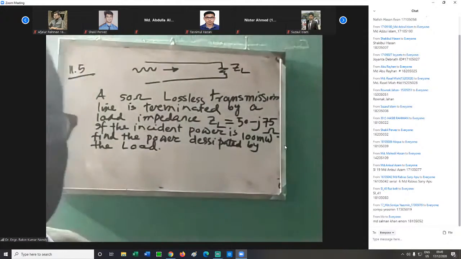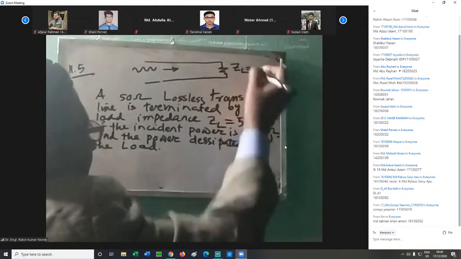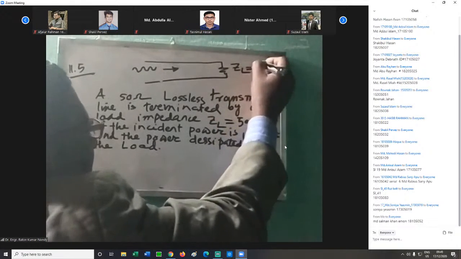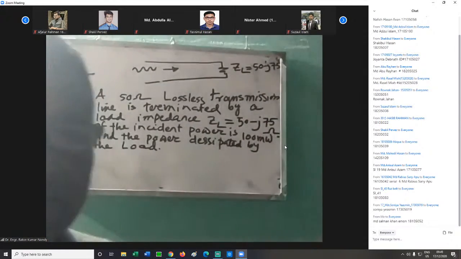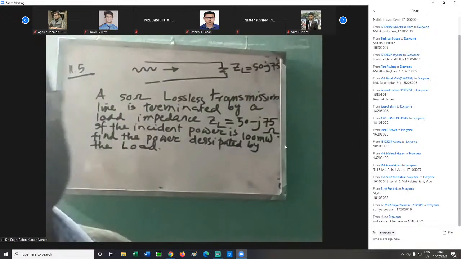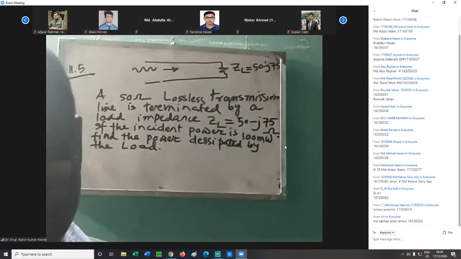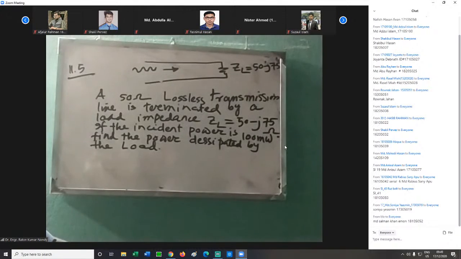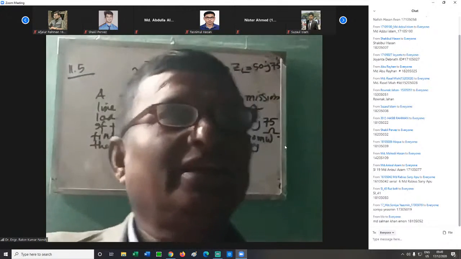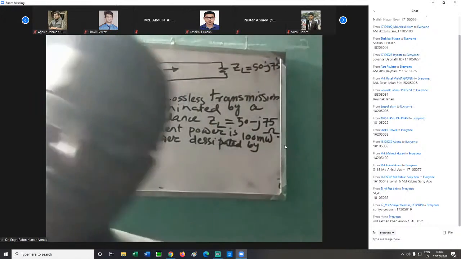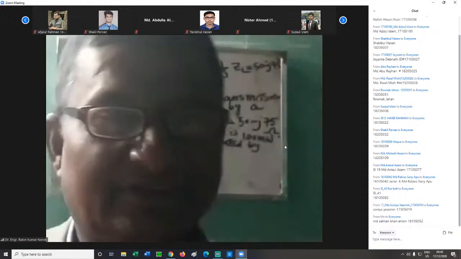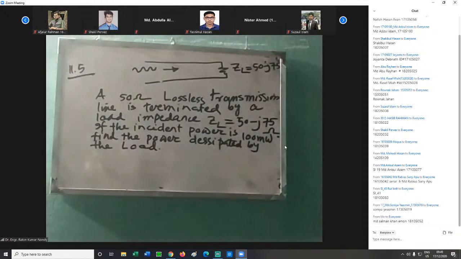You see, they have passed a signal. The signal is going and the load ZL equals what? 50 minus j75. The signal is going to the load. It is coming back, reflected, just like light. When light goes to, suppose, a wall, it is reflected. Similarly, an electromagnetic signal is reflected. I am giving the equation of reflection. The reflection is like that.